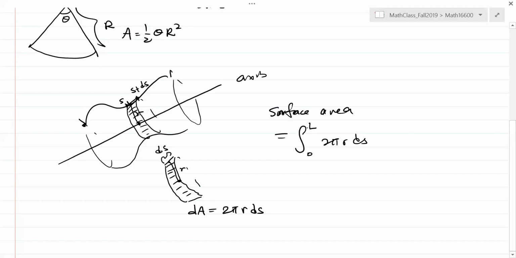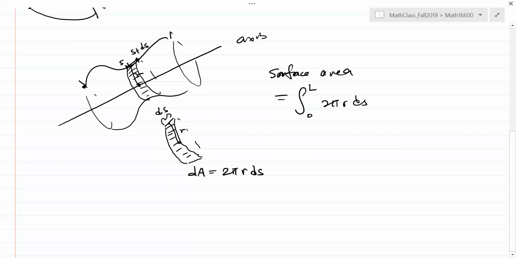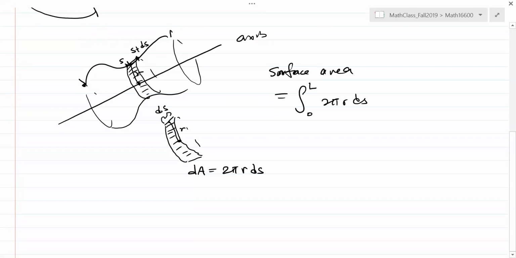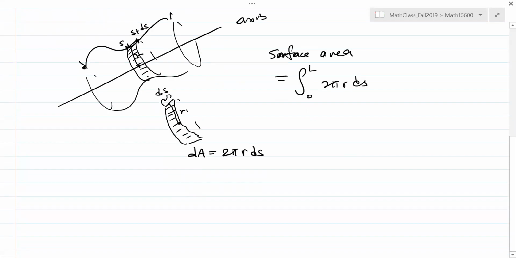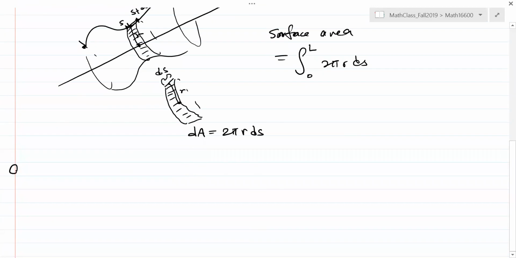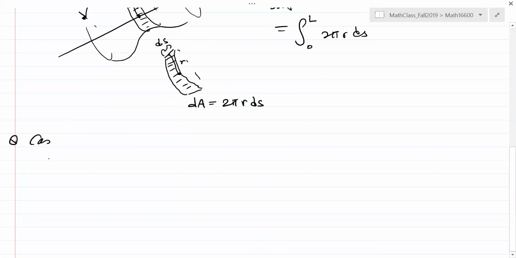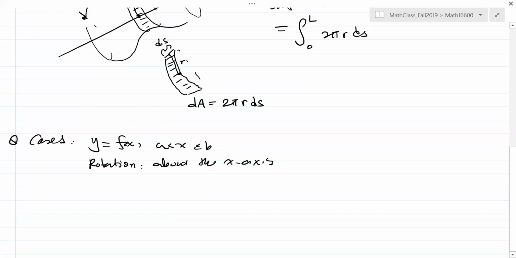Now you can derive a more specific formula using this. How do you do that? There are many ways to do this. Special case 1: the curve is given by this function, and the rotation is about the x-axis.